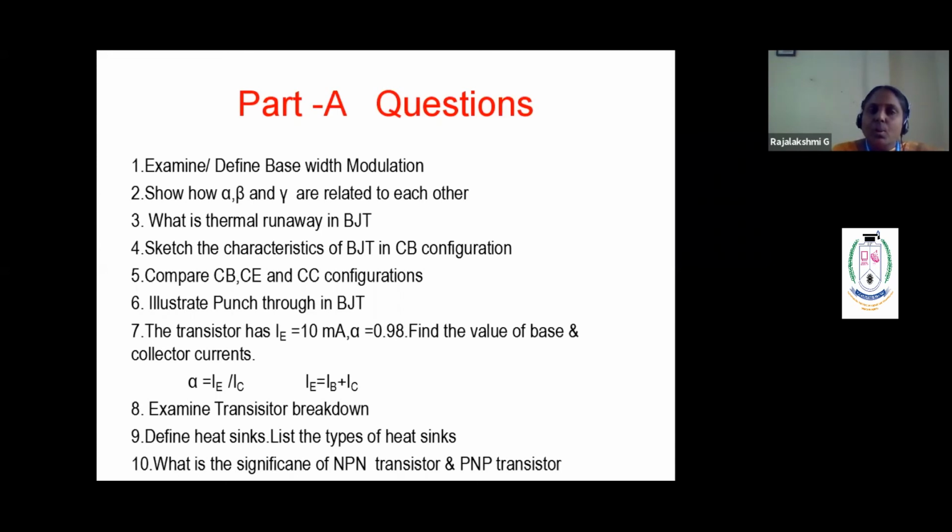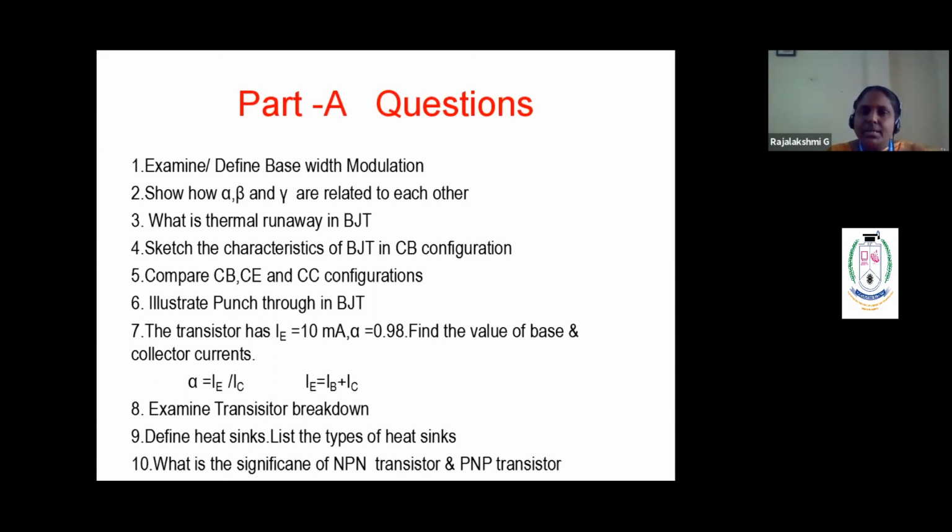Next is show how alpha, beta and gamma are related to each other. Alpha, we know what it is: it is the current gain or current amplification factor in CB configuration, beta in CE configuration, and gamma in CC configuration. So we have to find the relationship between all three. It is quite simple. Next is what is the thermal runaway problem, or what is thermal runaway in BJT. I told you there is a cumulative action that takes place because of the temperature. That is the thermal runaway.